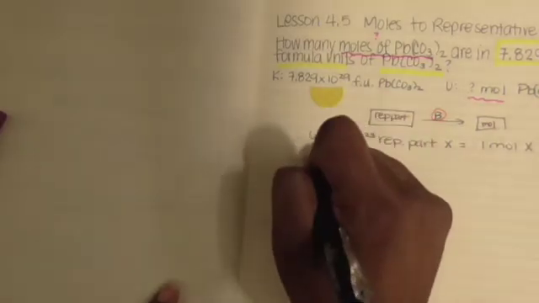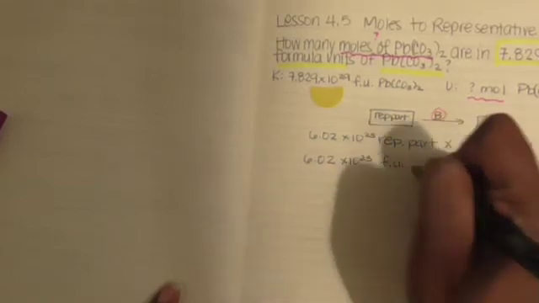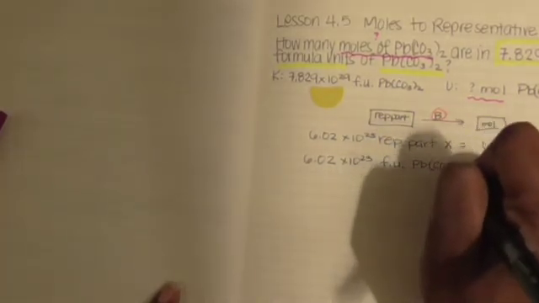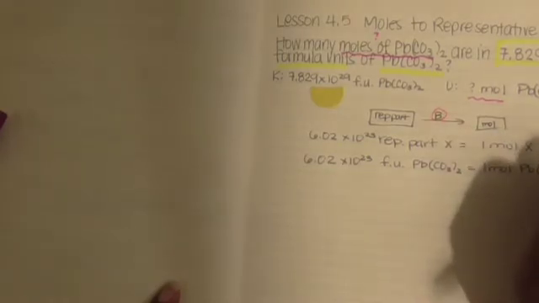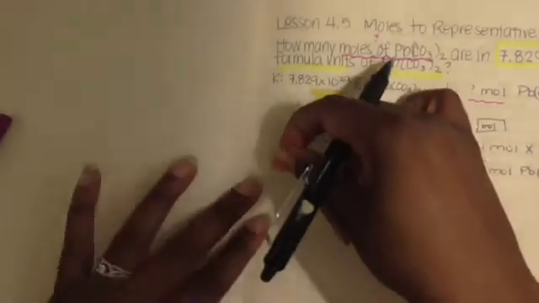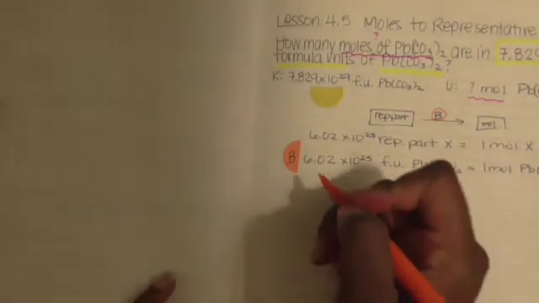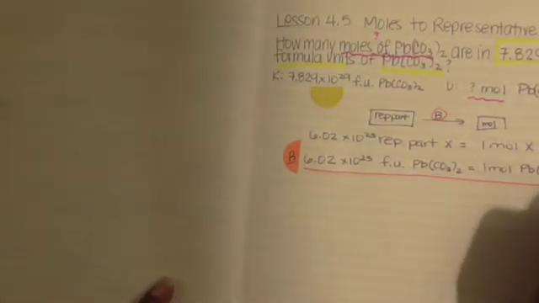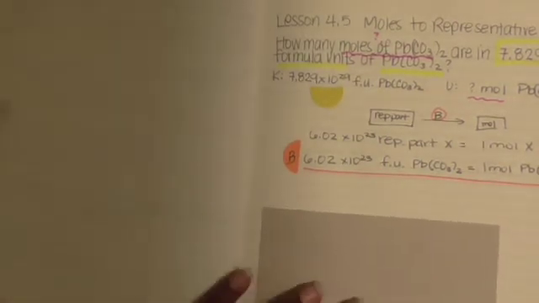Changing some things over: 6.02 times 10 to the 23rd formula units of Pb(CO3)2 is equal to 1 mole of Pb(CO3)2, and that is our conversion factor. Okay, and then we're going to create our dimensional analysis setup.